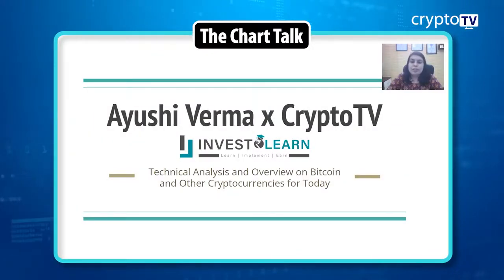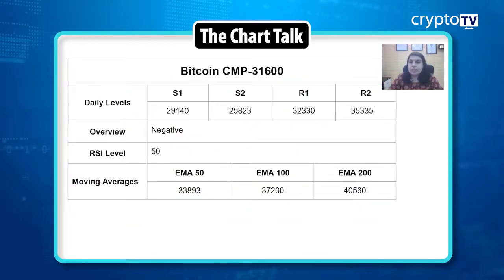This is Ayushi Verma from Investolearn Academy, and today I'm here to present the technical analysis outlook for the two major cryptocurrencies, which are Bitcoin and Ethereum. So I'll be looking at the daily chart and we will be talking about a few technical indicators and try to understand what the charts are telling us technically. So let's quickly start with the first currency, which is Bitcoin.